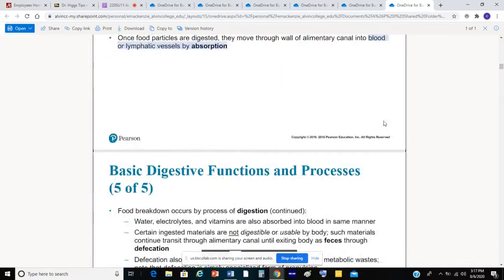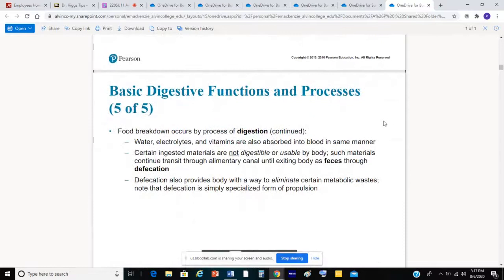But remember, we're not going to absorb everything. Everybody poops. Some stuff gets left out. There are some things that are not digestible and not usable by your body. So what are you going to do? You're going to get rid of it. It's called defecation. That's another function of your digestive system.